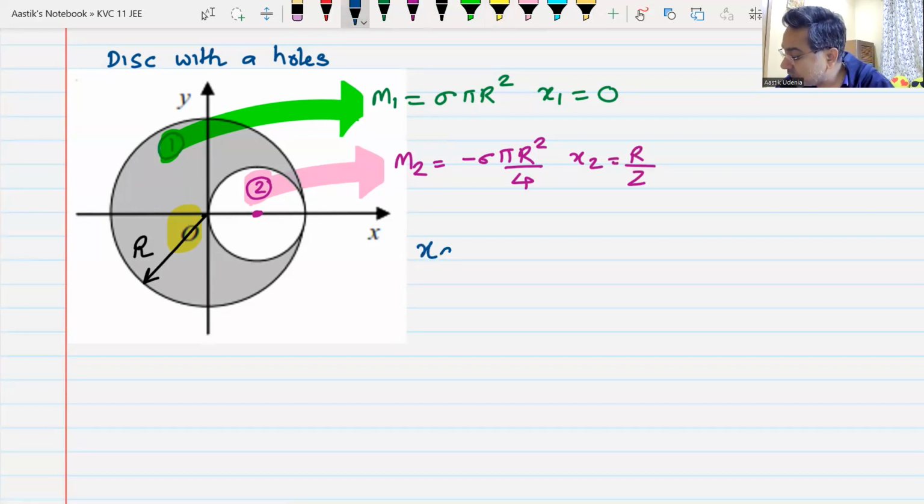The x position of the center of mass is m1 into x1, which is 0, minus, because it has to be actually plus, but it will become minus because mass is minus, sigma pi r cube by 8.